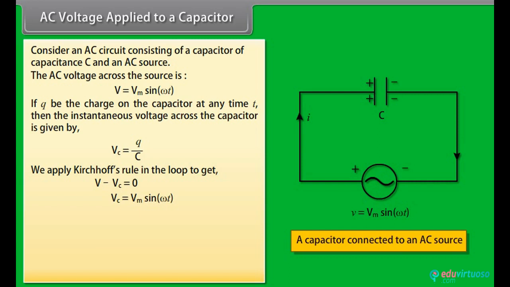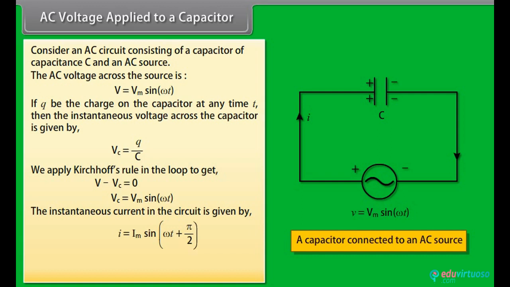Now we put the value in the above equation. Vc is equal to Vm sin omega t. The instantaneous current in the circuit is given by I is equal to Im sin (omega t plus pi by 2), where Im is equal to omega C Vm is the amplitude of the oscillating current.